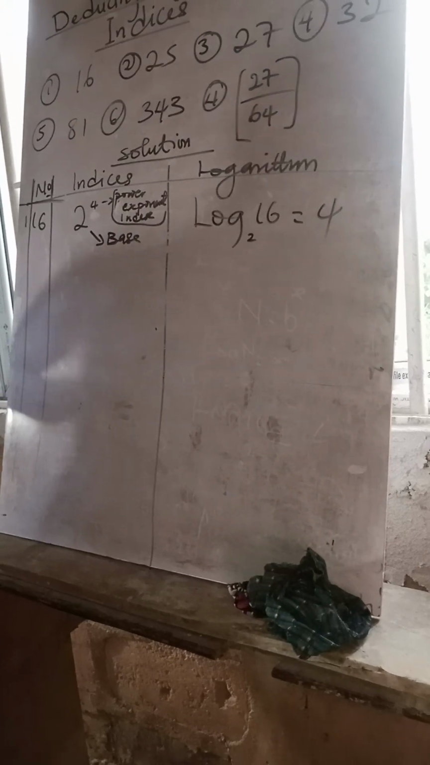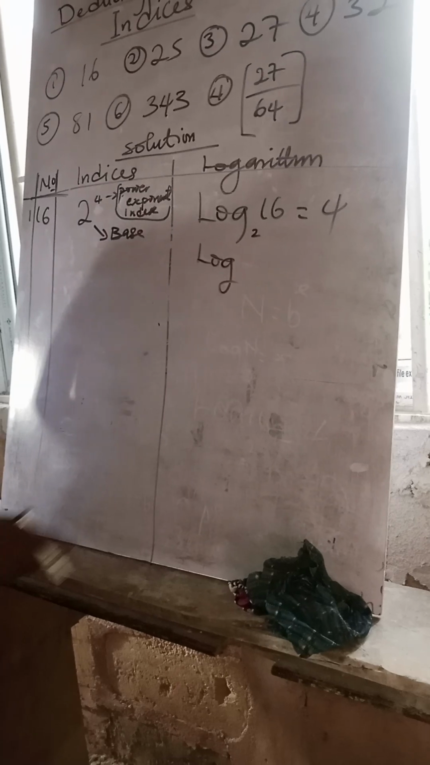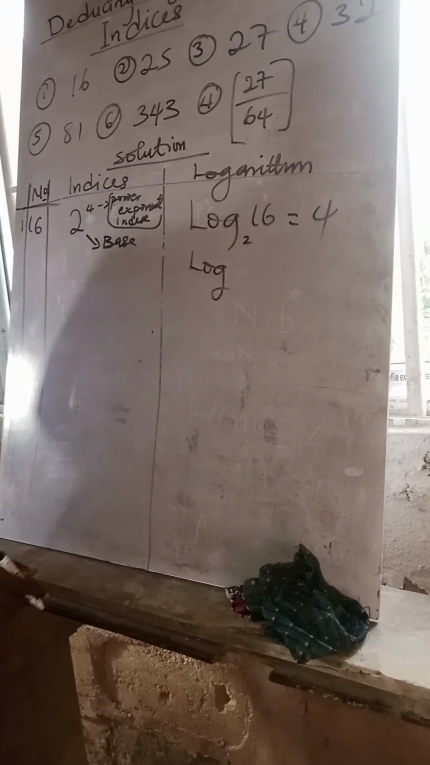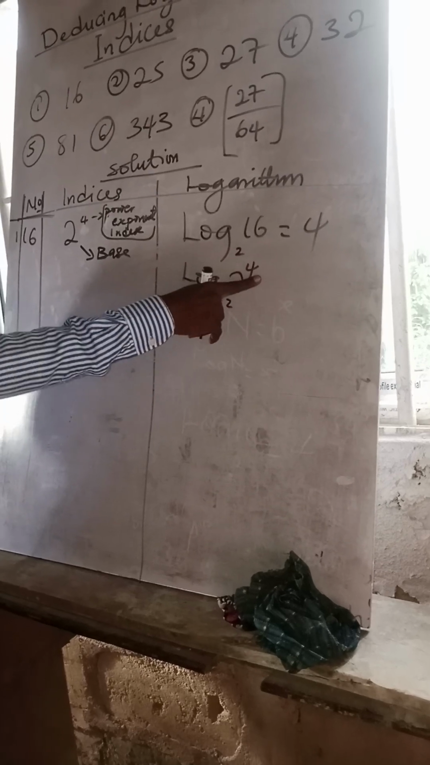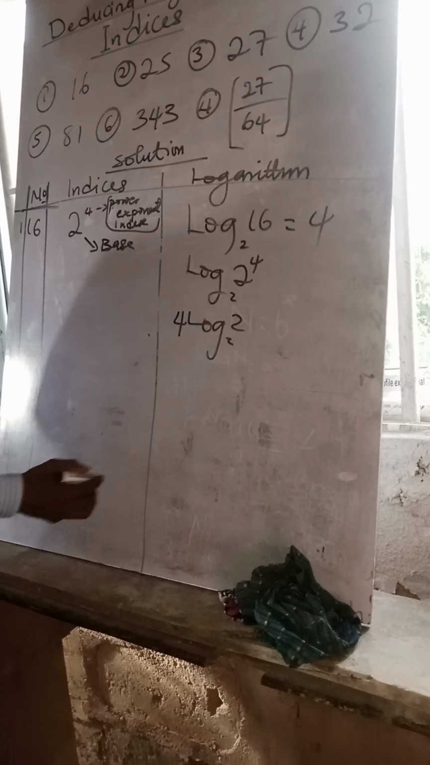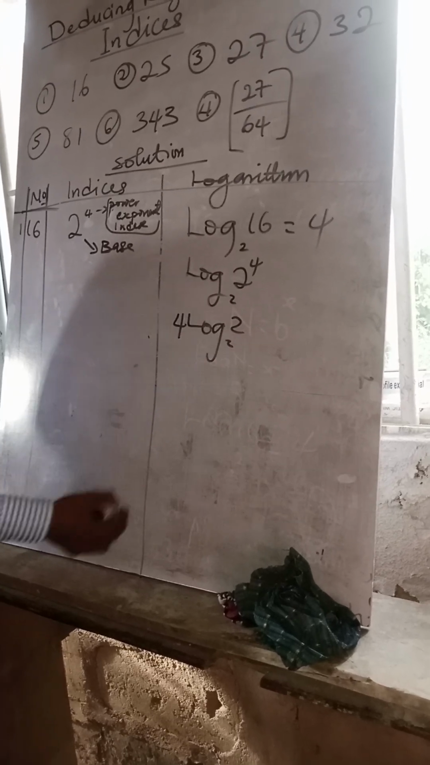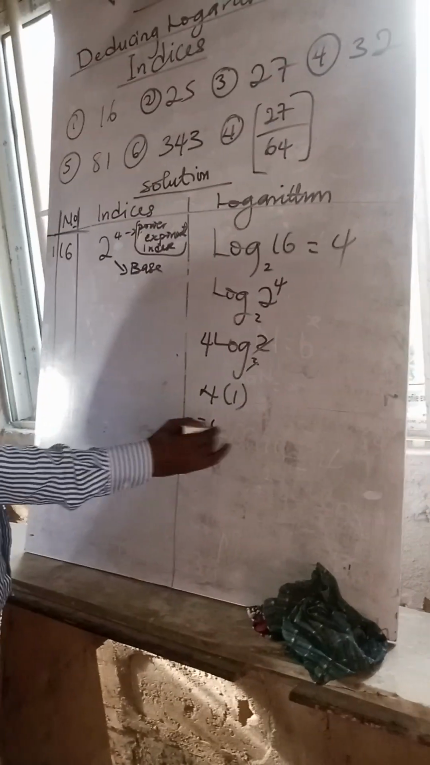Practically, let's do the practical work. You know that this is the same as saying log of 2 raised to the power of 4 base 2, which is going to be, this 4 will come in front of the log, which is 4 log 2 base 2. I told us when the base and the value here are the same, we cancel out, which is 1. So this is 4 times 1, which is equal to 4.